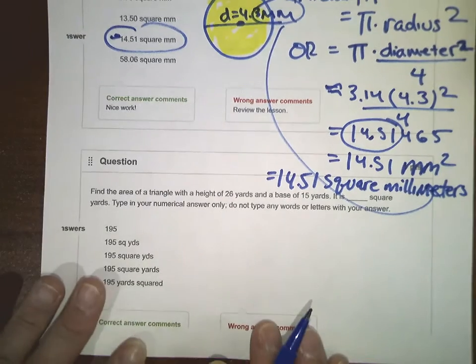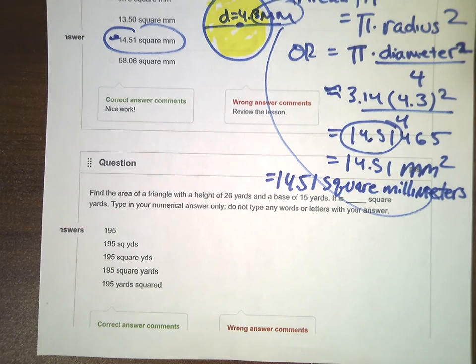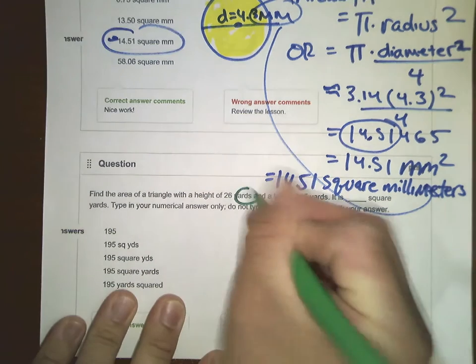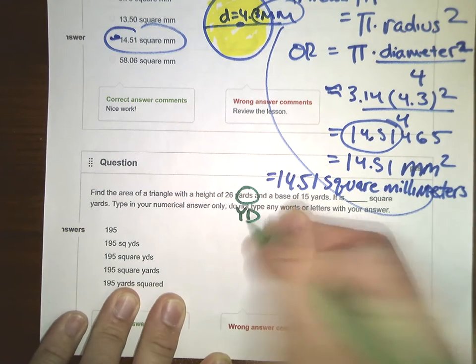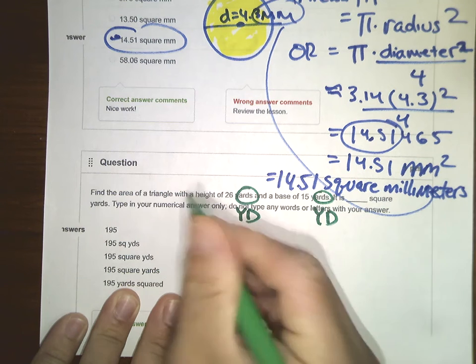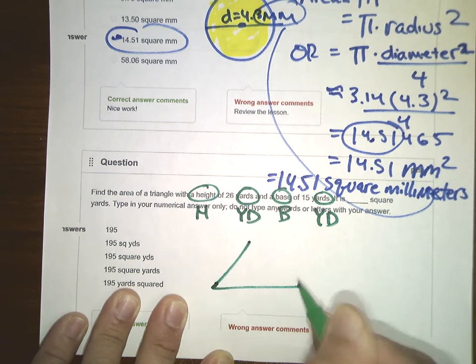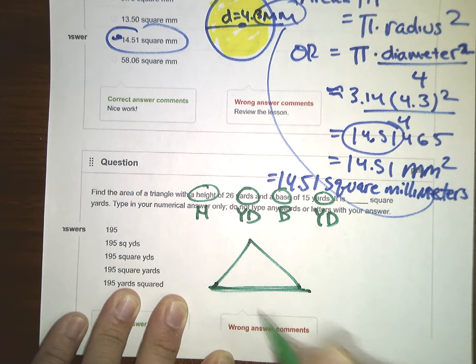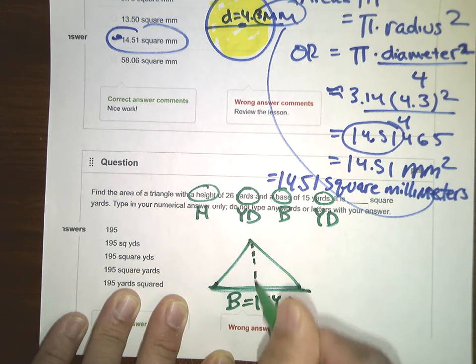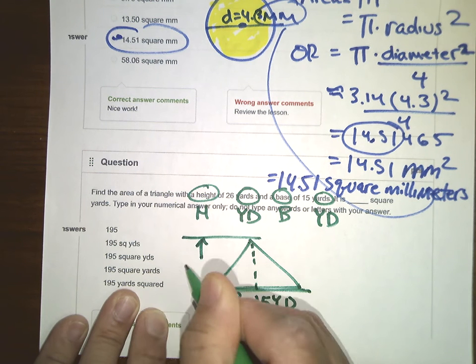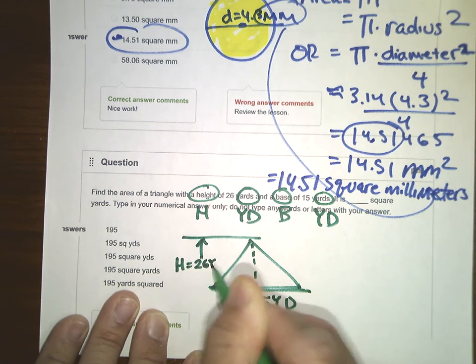All right, let's try another one here. Let's get it done, right? So here is another one. Find the area of a triangle with a height of 26 yards and a base of 15 yards. Well, the abbreviation for yards is yd. And we can use h for height and b for base. So here is a triangle, and the base, b, is 15 yards. And the height again is right here. So height is 26 yards.